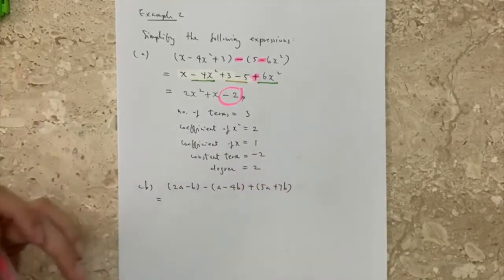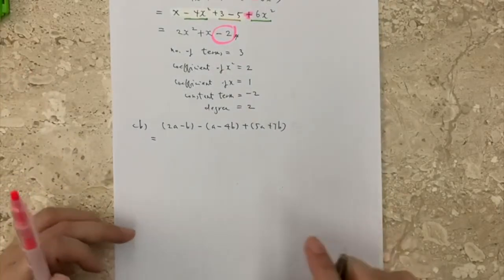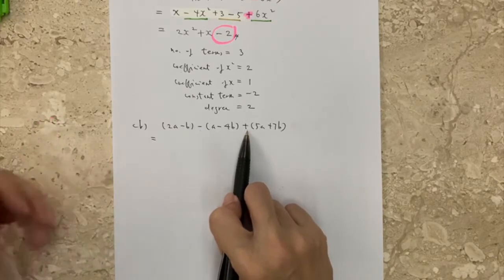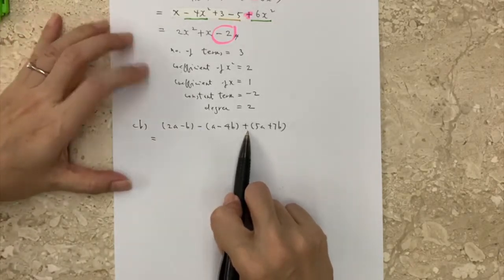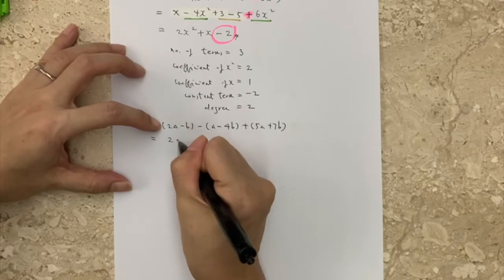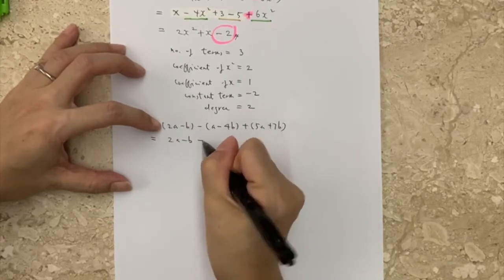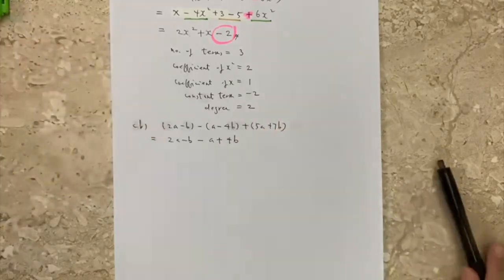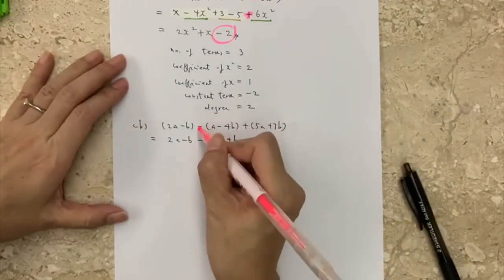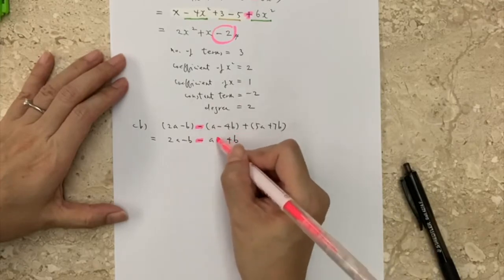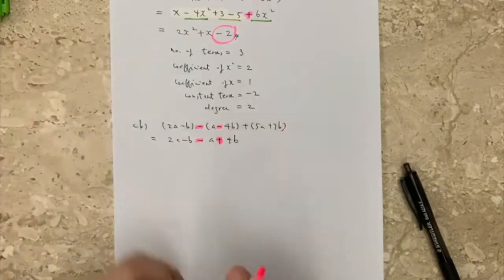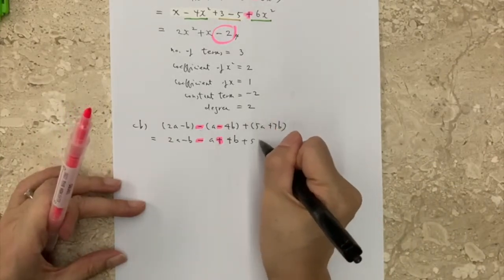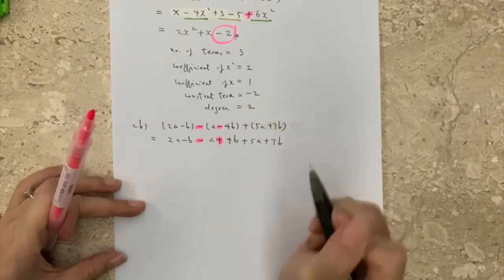All right, okay. Now we have another example about subtraction and addition of polynomials. The first thing, remove brackets. So I have 2a minus b, and then minus a plus 4b. Again, be very, very careful whenever it is a minus. After removing brackets, we have to change the sign here. Okay, and then plus 5a plus 7b.